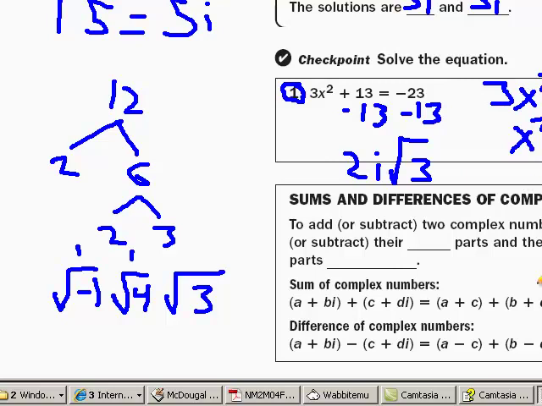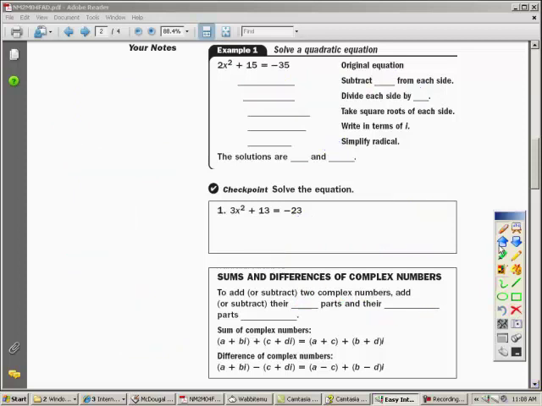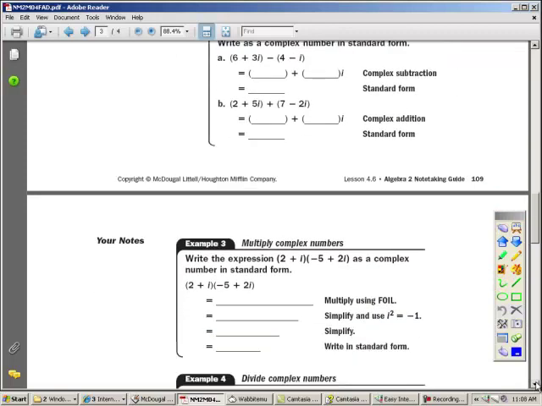Sums and differences of complex numbers. When you add or subtract them, it works just like if it was an x. So, you know, you're going to add or subtract their real parts and add or subtract their imaginary parts, and that's how you're going to get it. So the best thing to do is show you an example of that. Let me cruise on to the next page here and show you an example.